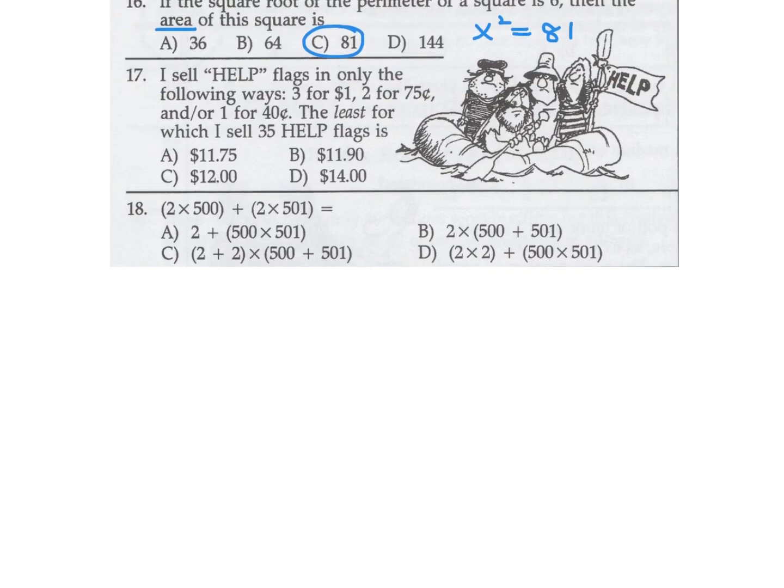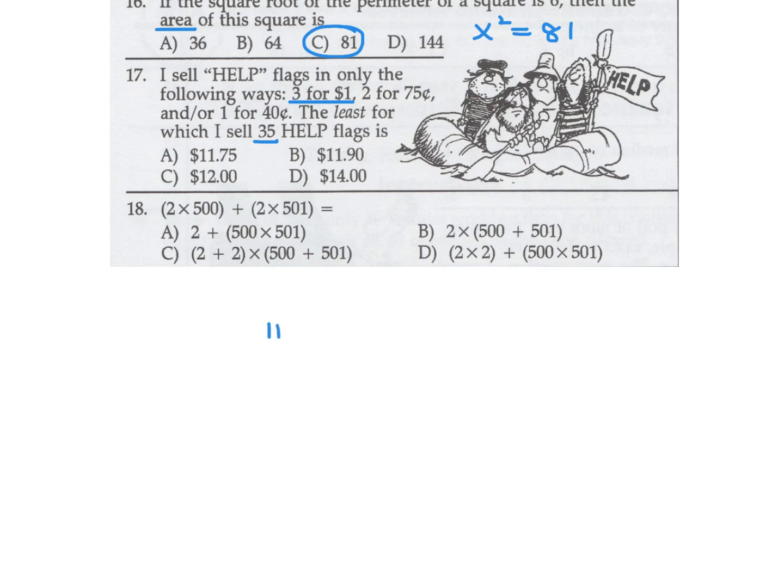I sell flags in only the following ways: 3 for $1, 2 for 75 cents, and 1 for 40 cents. The least cost for which I sell 35 flags is... Okay, so if we want the least cost, we have to go for the best bargain, which I believe is that 3 for $1, which would be 33 cents each. 2 for 75 would be 37.5 cents each, and then obviously 1 for 40 is 40 cents each. So if I want the least, I want to use the best bargain as much as possible. So I've got 35. Let me see, how many times does 3 go into 35? 11, right? So we'll do 11 times.